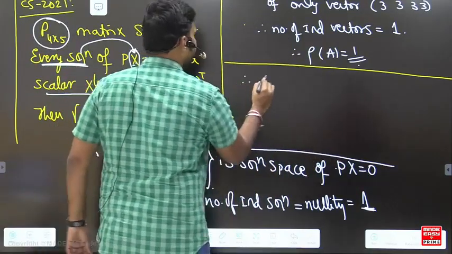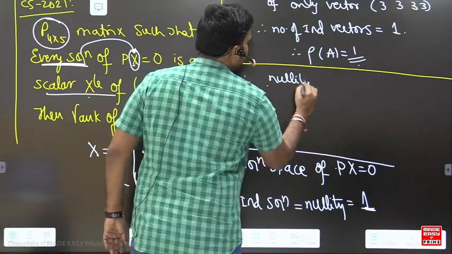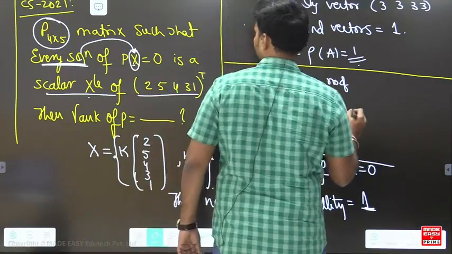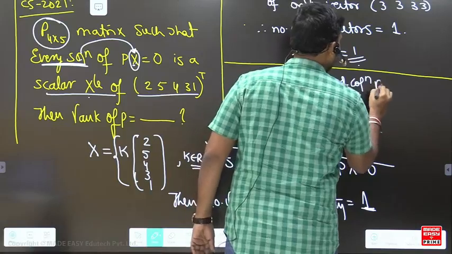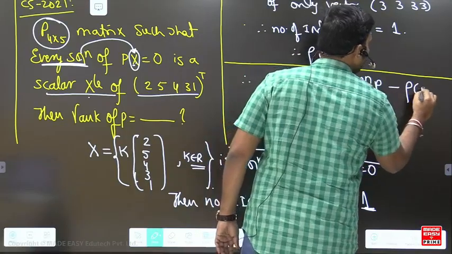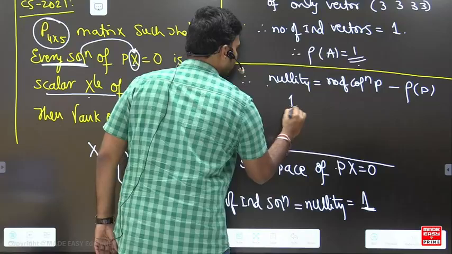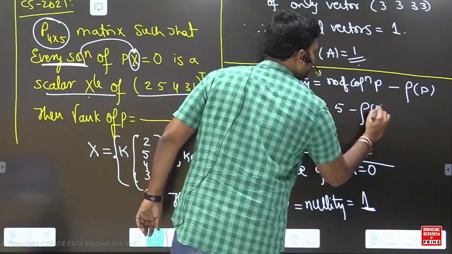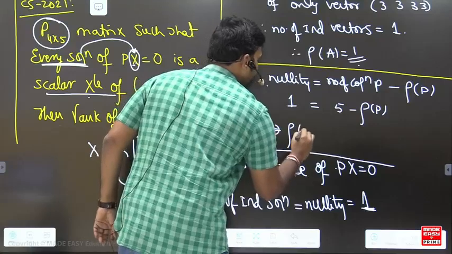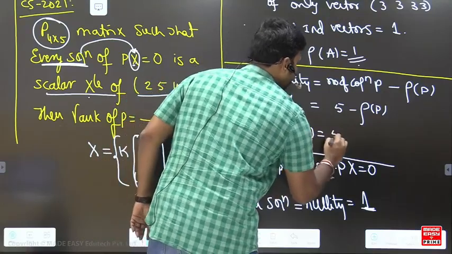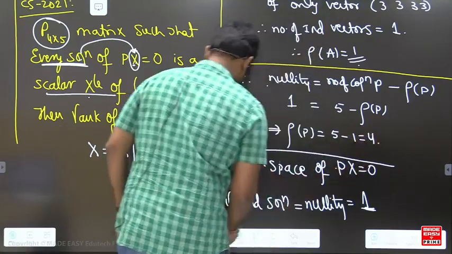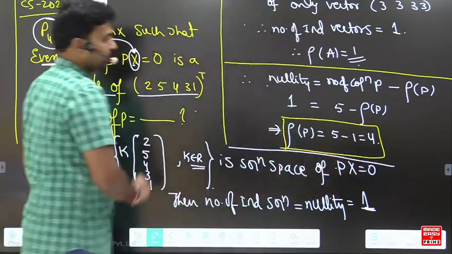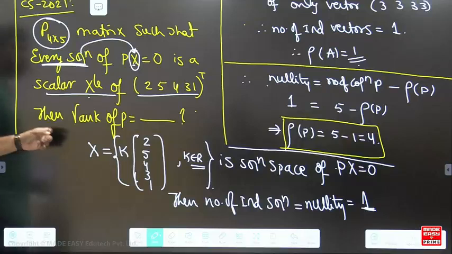So therefore here nullity is equal to the number of columns of P minus rank of P. Now nullity is 1 and the number of columns is 5. So 5 minus rank of P. Therefore the rank of P is 5 minus 1, that is 4. So the answer for this question is 4.